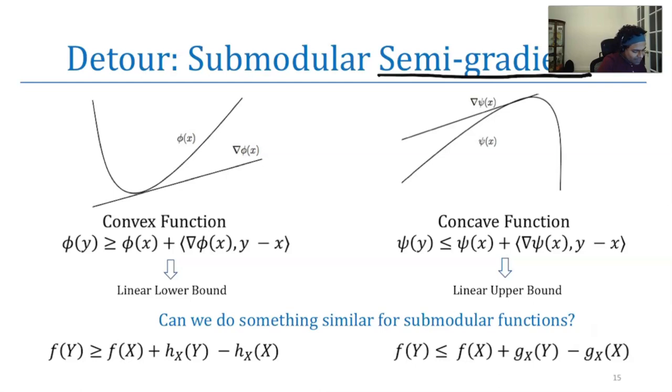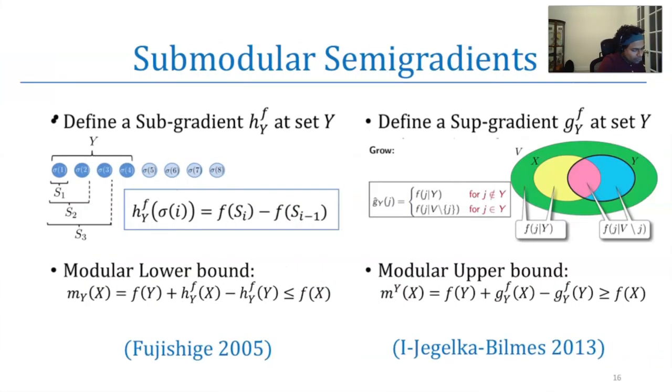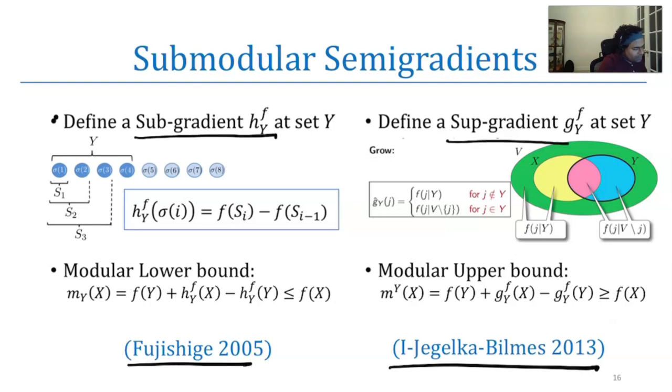So just like convex functions have linear lower bounds and concave functions have linear upper bounds, it turns out that with submodular functions, we can similarly define linear or modular upper bounds and lower bounds. There is work by several papers, including our paper from 2013, where we can define subgradients and supergradients of a submodular function. This is in contrast to known results from continuous optimization, where you can't really define both subgradients and supergradients. But in the discrete world, we can.